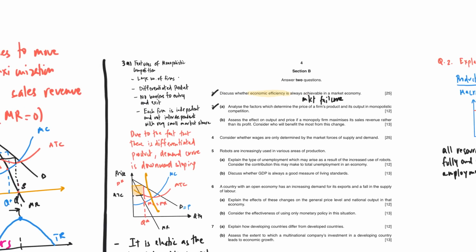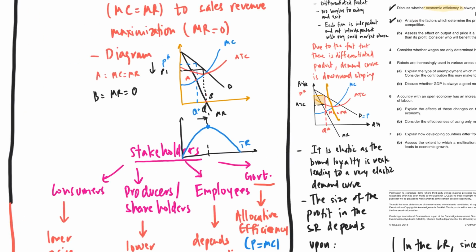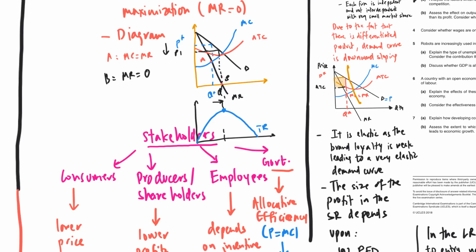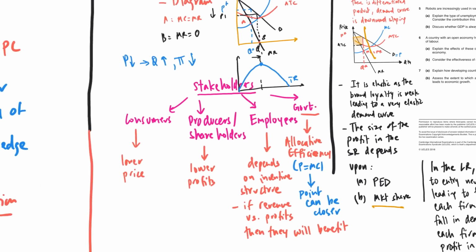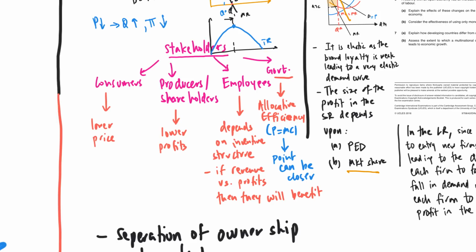Now the question is asking us the effect on output and price if a monopoly maximizes its revenue rather than profits, and to consider who will benefit from this change. So you will mention the price will fall, quantity will go up, and profits will decline. The parties that are affected are, first, consumers, who will benefit from lower prices. Producers, or shareholders, will suffer in terms of lower profits.